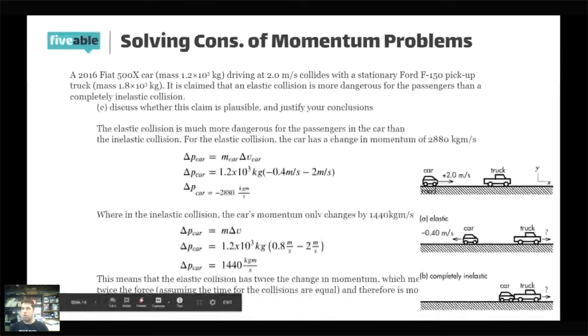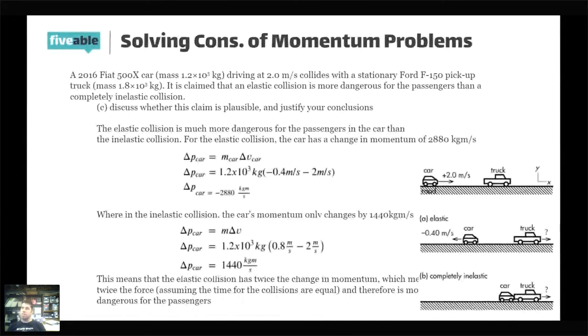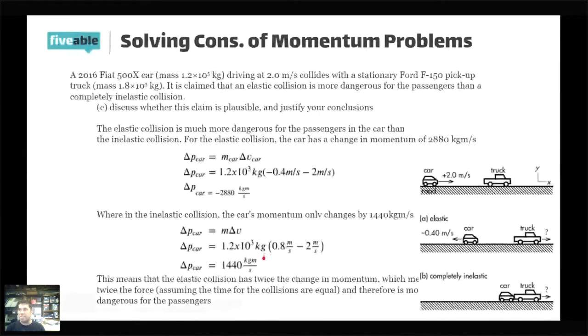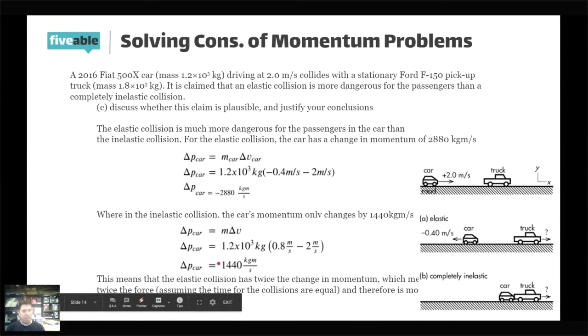But what I want to get into is this one, where we're solving part C. Basically, we can use part A and part B to say, yeah, it's safer for the truck. But my justification here is all focused on the car. The car also has about twice the change in momentum going on here. And in fact, I realized I missed a negative sign. That should be negative 1440 in there.